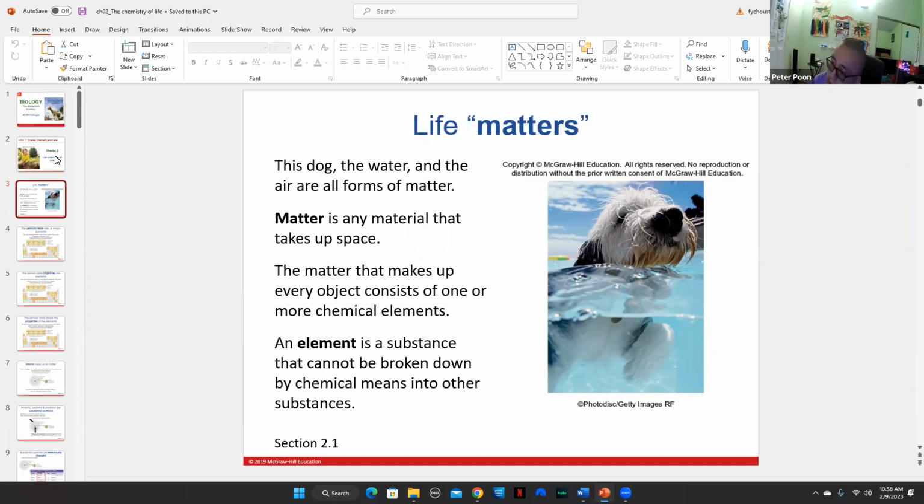Matter is any material that takes up space. Matter can be broken down into smaller things until you get to elements. An element is a substance. Elements like oxygen, hydrogen, carbon cannot be broken down into other chemicals.